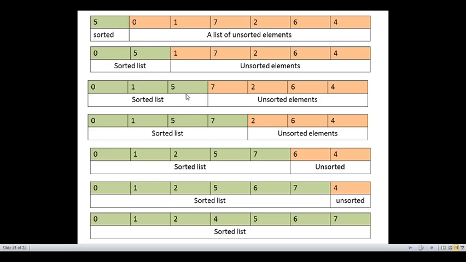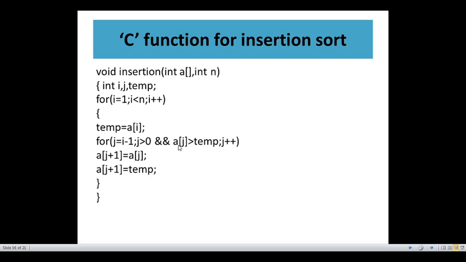Addition of pointer means directly shift this element, this 7, at the end of the sorted list. If this element is greater than this element, directly write the element here, and if this element is less than this element, then put this element here and change the location of this element. Otherwise, temporary to a of j plus 1. Close the bracket here. In this way you can use the insertion sort.